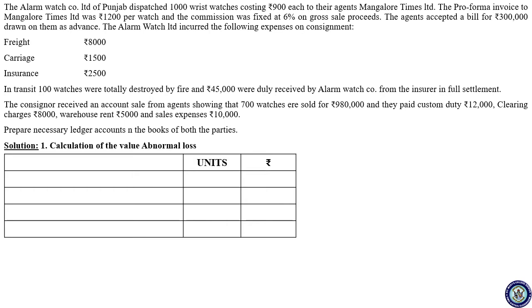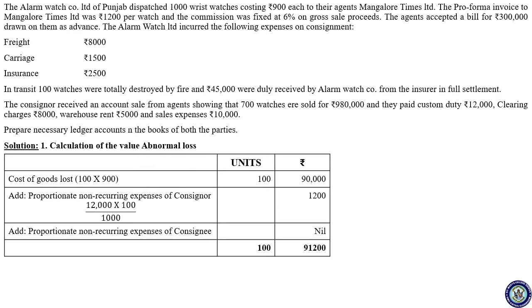Check your answer. So first you have to take the cost of goods lost. The units lost are 100. The cost is 900. You have to take the cost price. Then you have to add the proportionate non-recurring expenses of the consignor. The total expense incurred by the consignor is 12,000.